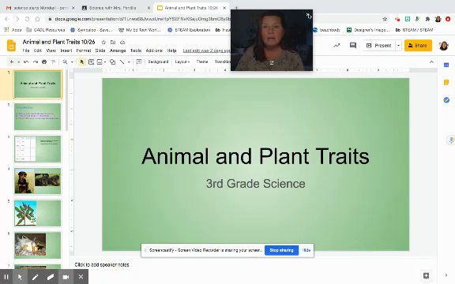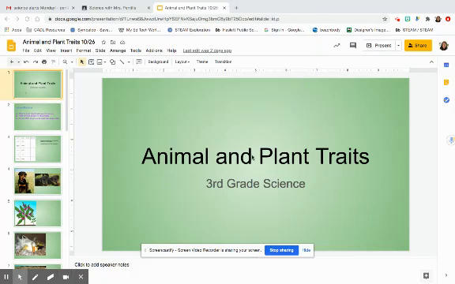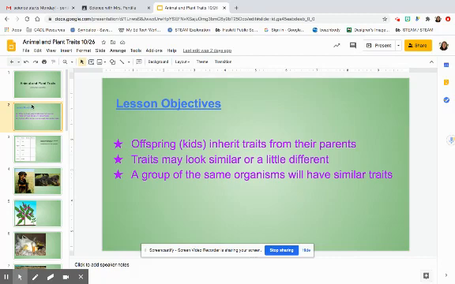Okay, I'm going to start to talk about what we're going to learn. We're going to be starting to talk about animal and plant traits. So, when we talk about traits, we're talking about offspring. Kids inherit traits from their parents. So it could be you, could be animals, even plants. Traits look similar or a little different, and a group of the same organisms will have the same traits.